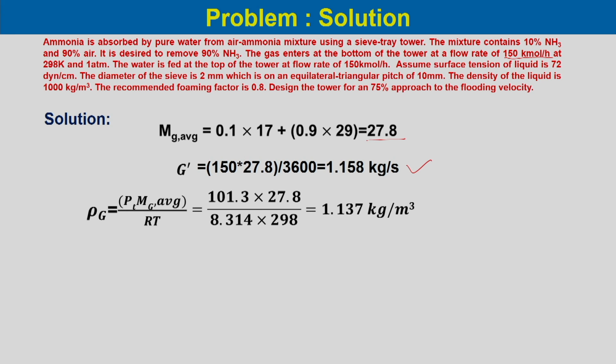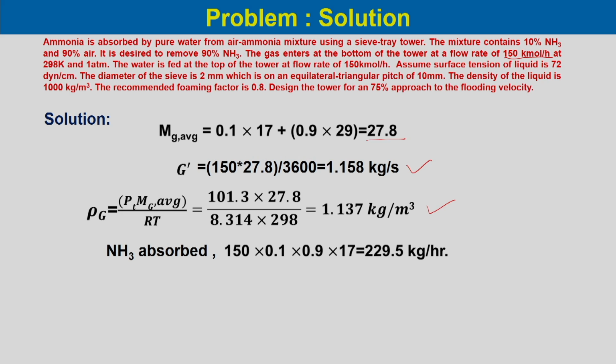Now, rho g would be equal to Pt mg average divided by RT. So, it is 101.3 total pressure into the average molecular weight divided by R into T, which comes to around 1.137 kg per meter cube.